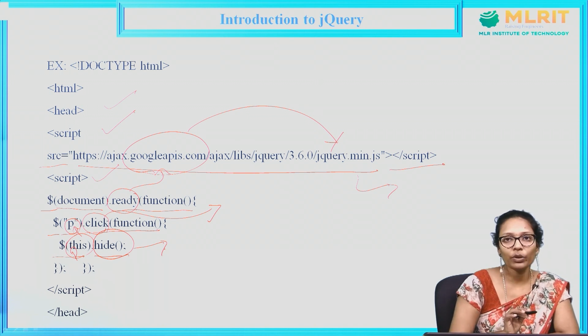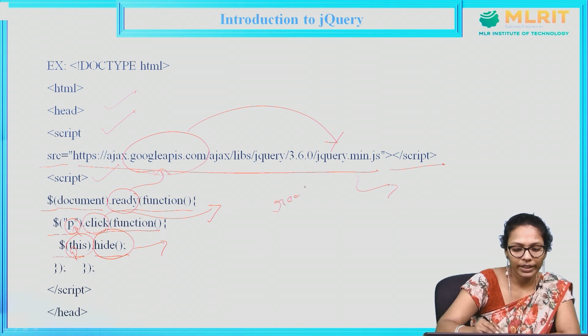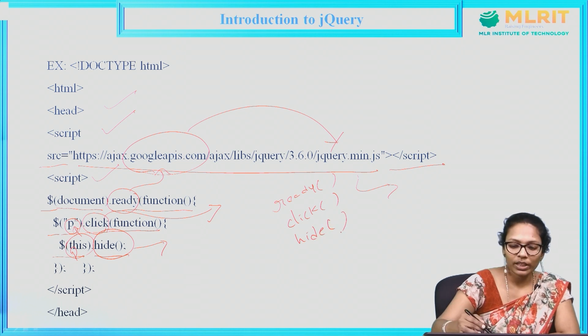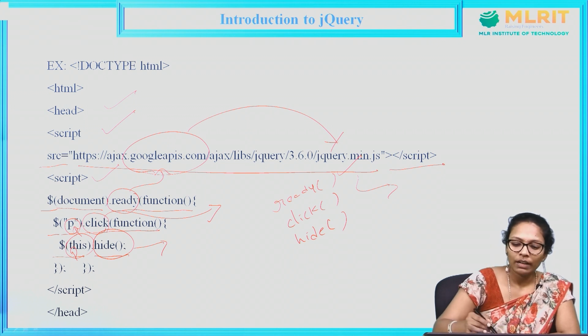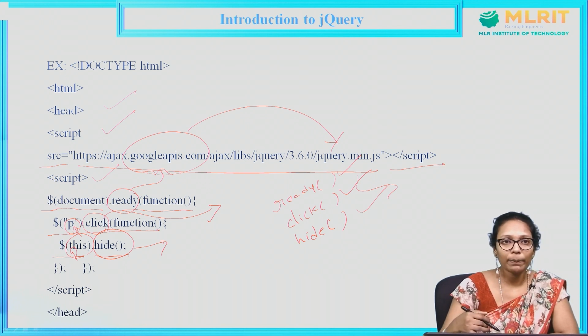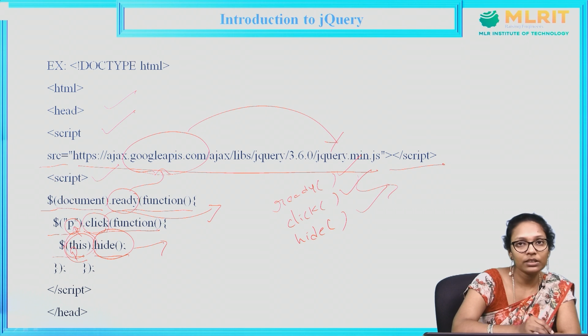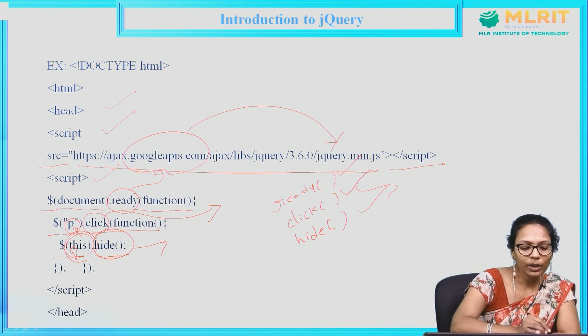So in this program, you're going to use three library functions. What is the first one? Ready. The next one, click, and the next one, hide. So whenever the document is ready, you're going to apply this logic. What is your logic? Whenever you click on any paragraph, that particular paragraph will be hidden. Why am I saying that particular paragraph? Because I'm using this here. This refers to the current paragraph. Whatever paragraph you have clicked, that particular paragraph will be hidden.